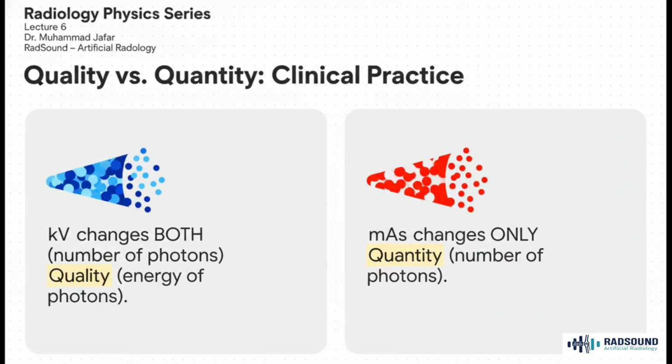So here's the crucial point to lock in. If kV is the master control, this complicated knob affecting both the energy and the number of photons, mAs is way, way simpler. It's purely a quantity control. You double the mAs, you simply double the number of photons coming out. That's it. Their energy doesn't change one bit.